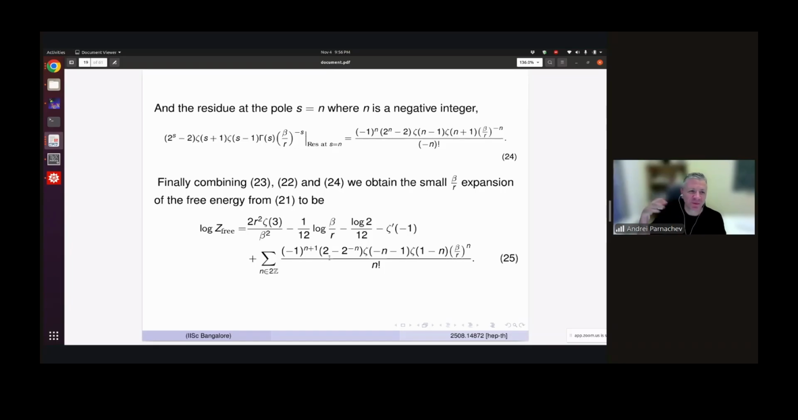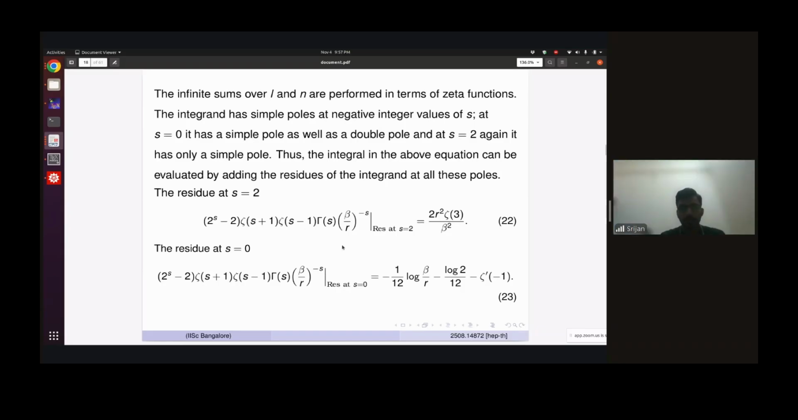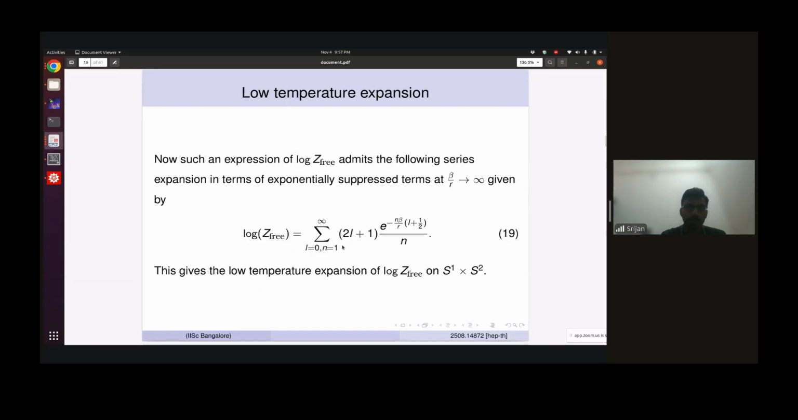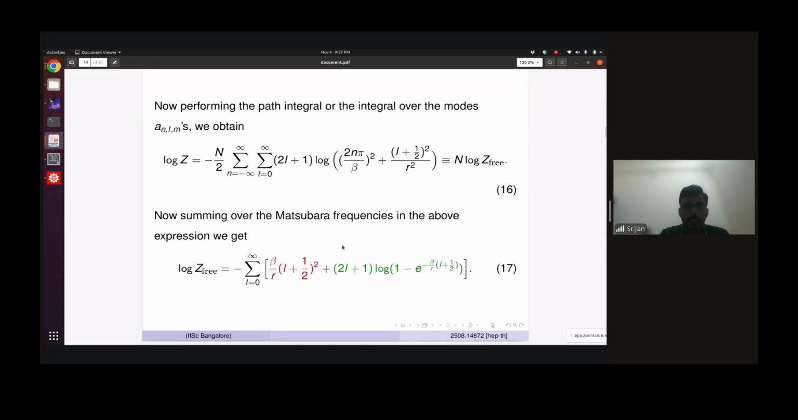People argue that perturbation theory in quantum field theory is an asymptotic series. Is it the same argument here? Yes, it is a perturbative expansion in beta by R. It's a high temperature expansion, and it happens to be an asymptotic series. It's not a perturbative expansion around the coupling constant, but an expansion of your partition function or the free energy in beta by R. The question was why it is an asymptotic series instead of having some finite radius of convergence.